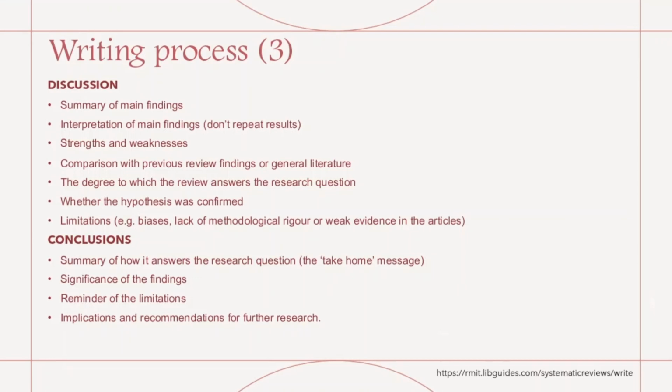You should talk about the degree to which your review answers the research question, because in some instances you may formulate a research question which is not fully answered by the results that you have found in the literature. And you should also state whether or not your hypothesis was confirmed. It is fundamental to state the limitations of your article. So you should talk about the biases, the lack of methodological rigor, or weak evidence in the articles.